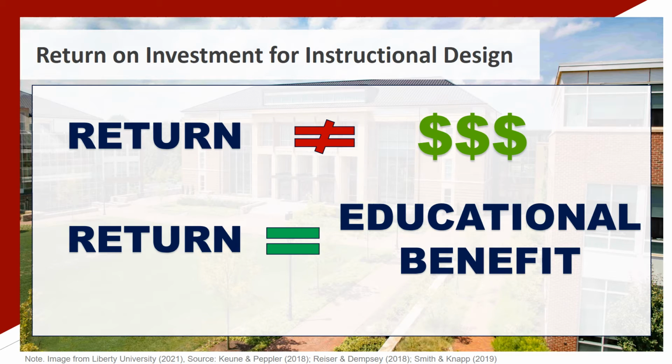Quoted by Reiser and Dempsey 2018 on page 87 of our textbook, Michael Scriven defines evaluation as the process of determining the merit, worth, and value of things. In summary, this definition is actually going to work to define what we're looking at when we talk about return on investment in instructional design. In the following slides, we're going to go over some of the models that were developed and reviewed by our primary source, Smith and Knapp 2019, as well as discuss some methods and techniques for implementing return on investment strategies.